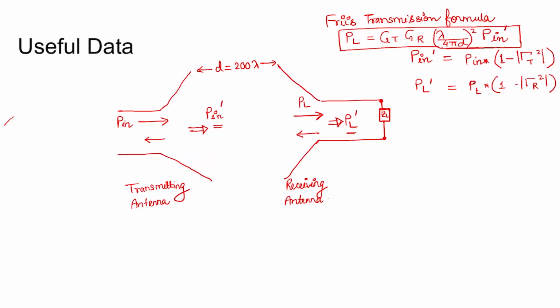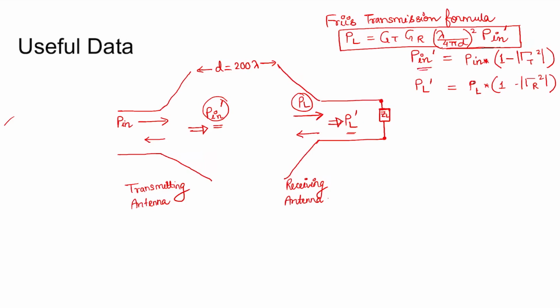Now to calculate these power flows, you need to use the Friis transmission formula, which gives you the value of PL from the actual input given to the antenna on the transmitting side. So this PL magnitude is given by the transmitter gain into receiver gain, GT into GR, multiplied by lambda by 4 pi d whole square, where d is the distance between the transmitting and receiving antennas, multiplied by the actual input that is seen.